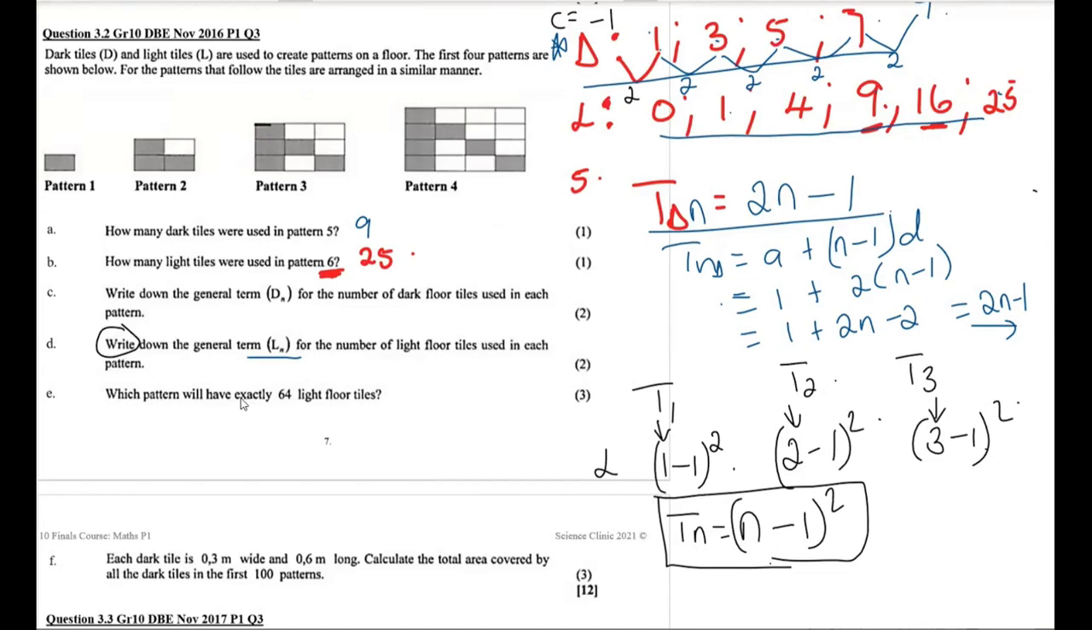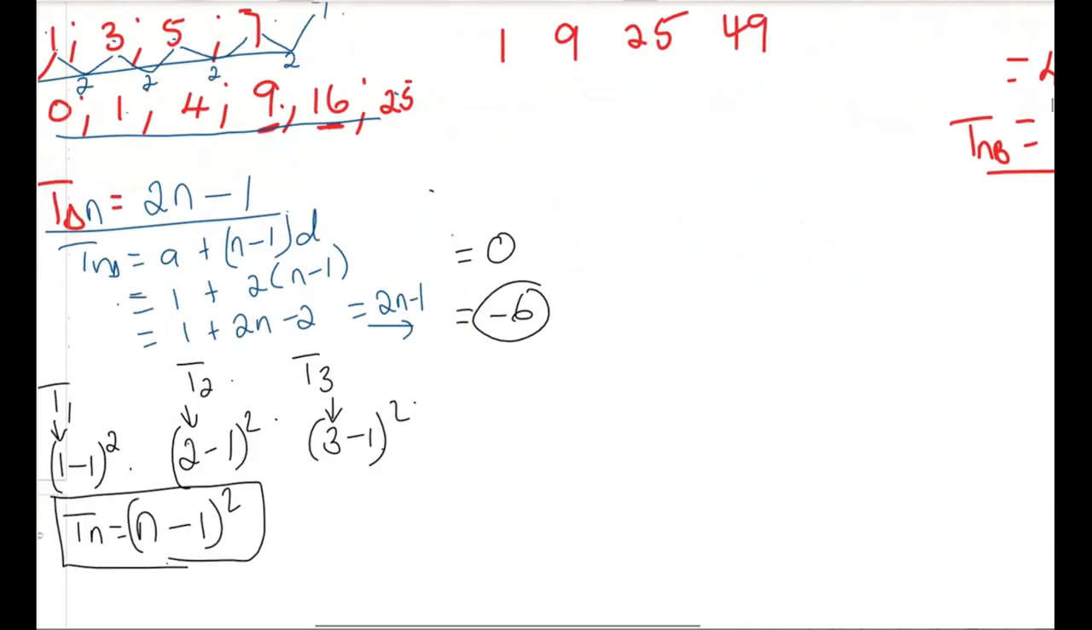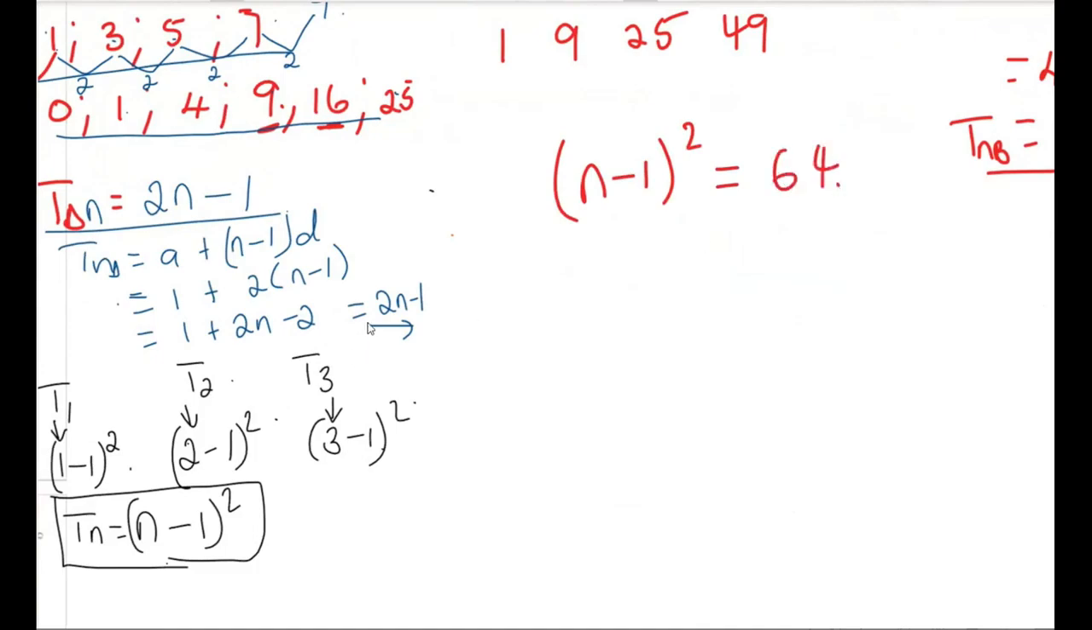All right. Okay, now which pattern will have exactly 64 light floor tiles? So we are using which general form to get that? 64, the one we have just created, right? So if we are dealing with 64, we take the light one. The Tn of the light one, (n minus 1) squared, and we equate 64 to it. How do we solve this? Expand your bracket, using your binomial, you remember your binomial, right? Bring 64 this side, equal to 0, then we end up with n squared minus 2n minus 63.